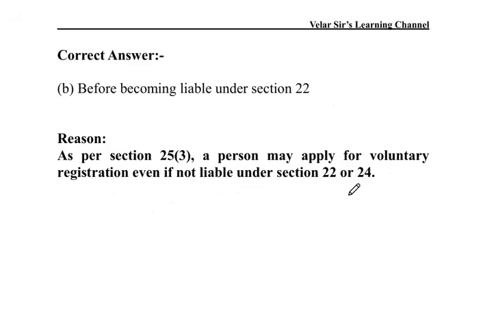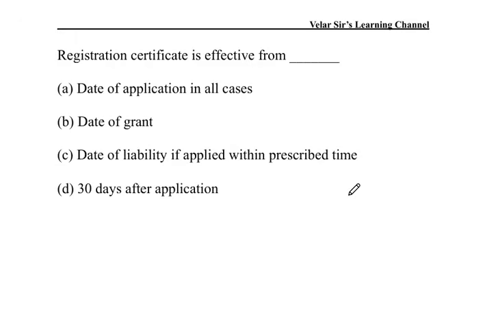22 or 24. The next MCQ: registration certificate is effective from dash date. From which day will the registration certificate be effective? That is being asked in this MCQ. First option is date of application in all cases. B option, date of grant. C option, date of liability if applied within prescribed time. And D option, 30 days after the application.